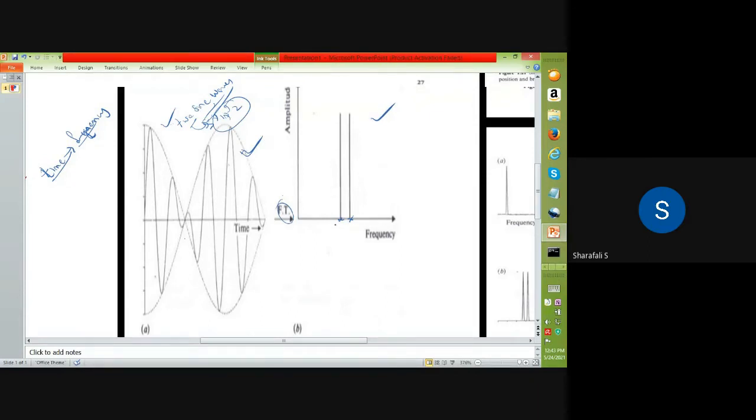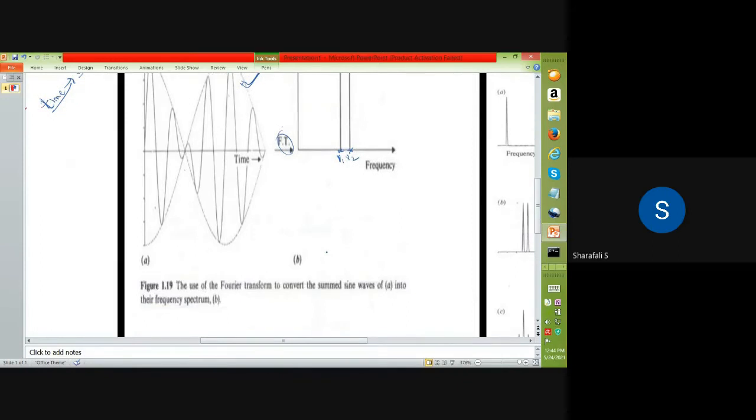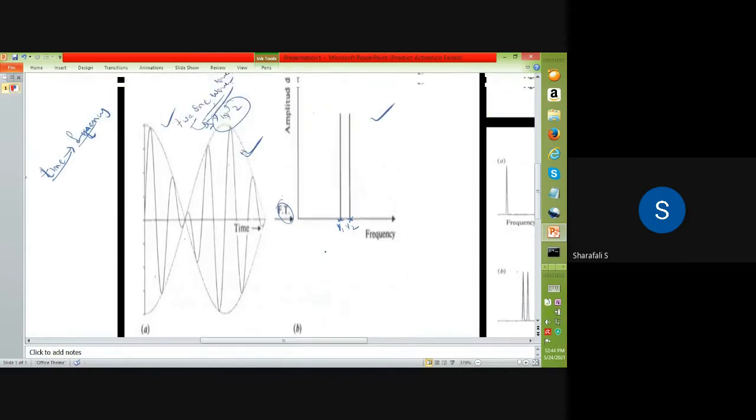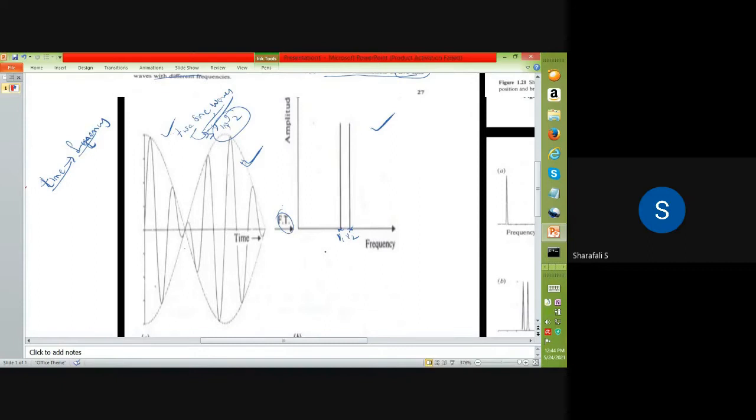So we will also get mu1 and mu2 as your frequencies here. We get 2 different peaks at mu1 and mu2. They are the frequencies of your initial sine waves. So this is the Fourier transformation technique that converts the time domain to the frequency domain like this.